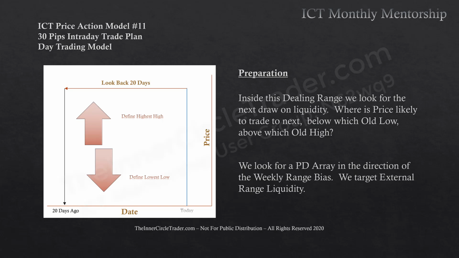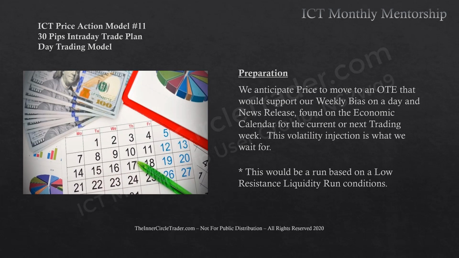Inside this dealing range, we will look for the next draw on liquidity. Where is price likely to trade to next? Below which old low? Above which old high? We look for a PD array in the direction of the weekly range bias. We target external range liquidity for this model. We anticipate price to move to an optimal trade entry that would support our weekly bias on the day and news release found on the economic calendar for the current or next trading week. This volatility injection is what we will wait for. This will be a run based on a low resistance liquidity run condition.